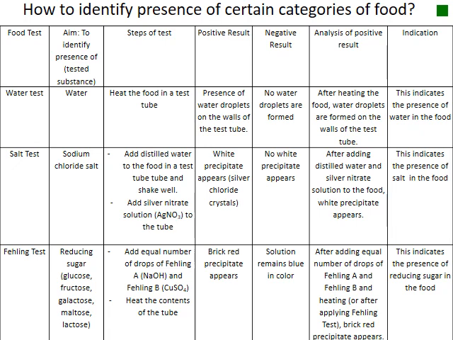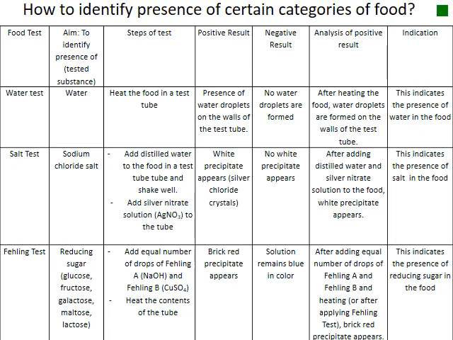Positive result, white precipitate appears, silver chloride crystals. Negative, no white precipitate appears. Analysis of the positive: after adding distilled water and silver nitrate solution to the food, white precipitate appears. This indicates the presence of salt in the food.